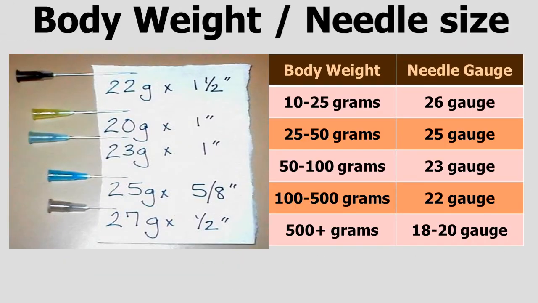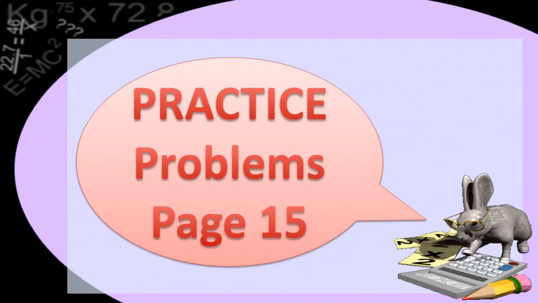Not exactly mathematics, but as a useful help, needles are gauged in a standard way. Any gauged needle can come in various lengths, but the gauge indicates its thickness. The larger the number, the finer the needle. In your workbook is a chart of recommended needle gauge sizes according to an animal's body weight, although these sizes may need to be adjusted depending on the viscosity of your medication. More practice problems can be found on page 15 of your manual.